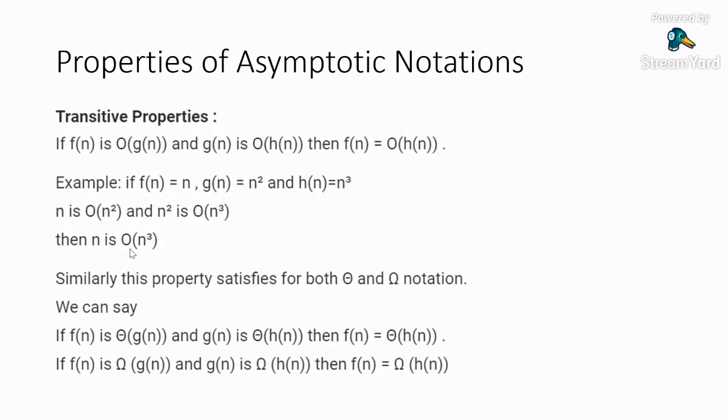But asymptotically it is not tight. What do you mean by this? The growth of this n will be smaller as compared to n cube. Similarly, this property is satisfied by both omega notation also and theta notation also.